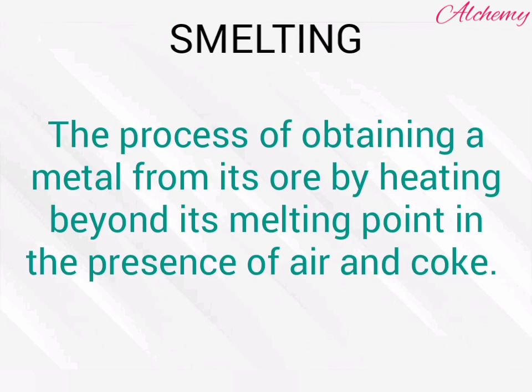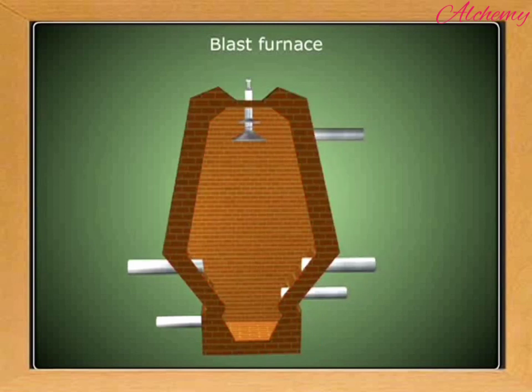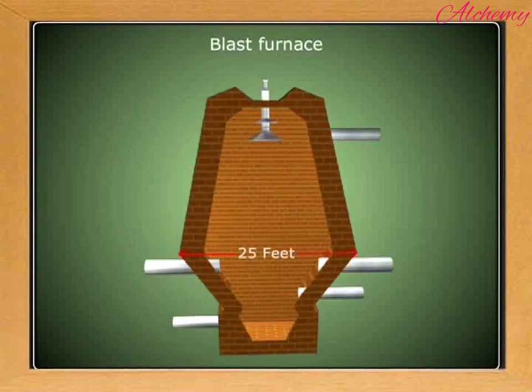The process of obtaining a metal from its ore by heating beyond its melting point in the presence of air and coke is called smelting. The process of smelting is carried out in a blast furnace. The blast furnace is a steel container which has an outer covering of fire bricks. The blast furnace is 100 feet in height and 25 feet in diameter. The blast furnace is narrow at the top and the bottom.